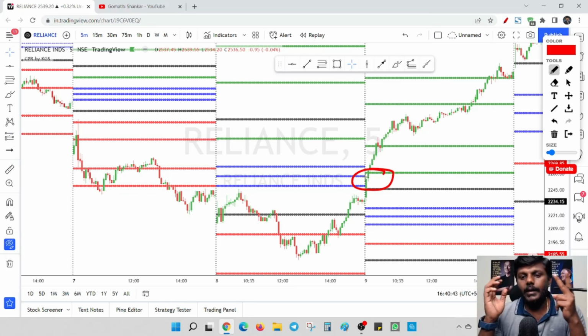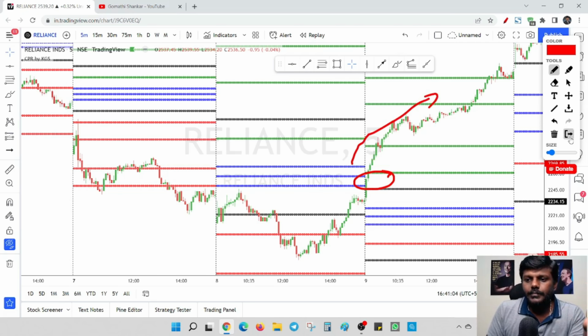Two things can happen. Either the market should have the momentum to go up, or the market should get attracted towards the daily CPR. Now on this particular day, you can easily see the trend has some energy to go up. This particular stock rallied on 9th March.